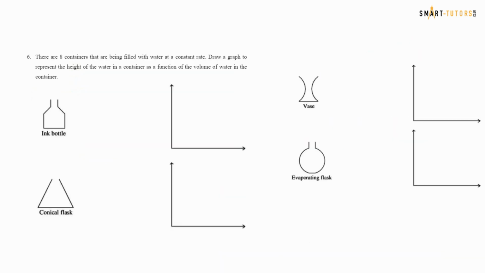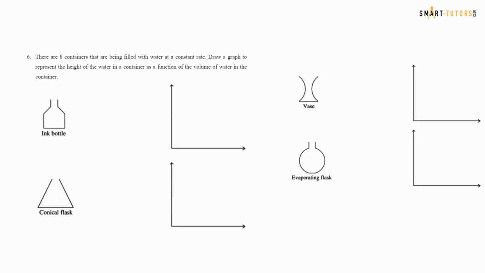Question number 6. Here in this graph section, before we end up with this graph section, we are going to be doing some real time graphs. This is the ink bottle. There are 8 containers that are being filled with water at a constant rate. Draw a graph to represent the height of the water in a container as a function of the volume of water in the container. So it's the larger cross section here.